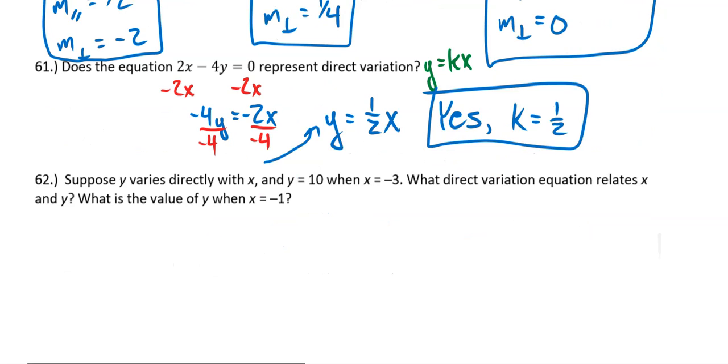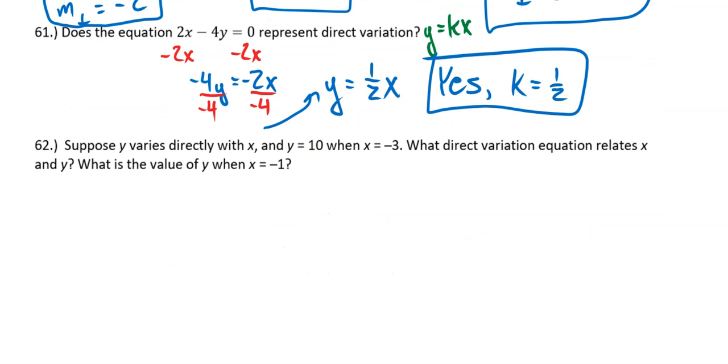Okay. If we look at something like this one, it says, suppose y varies directly with x, y equals 10 when x equals -3. What direct variation equation relates x and y? And then what is the value of y when x is -1? If I wanted to write the direct variation equation, I just need the k value.